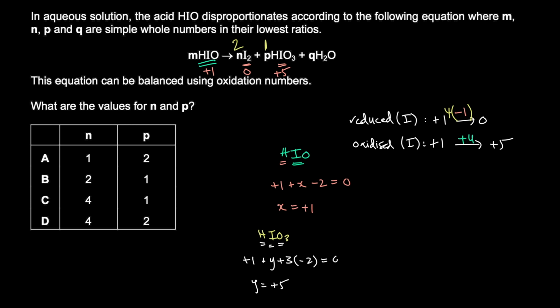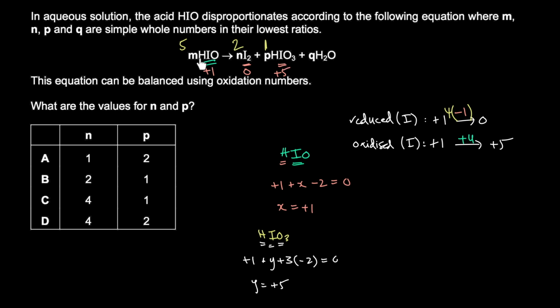But we've got to make sure that we have a balanced equation with whole numbers, because it could also be 4 is to 2, right? The question is saying we have simple whole numbers in their lowest ratios. So let's make sure that we get a balanced equation with whole numbers. So on the right hand side, we have 2 times 2, that's 4, plus 1, that's 5 iodine atoms. That would be 5 HIO, right?